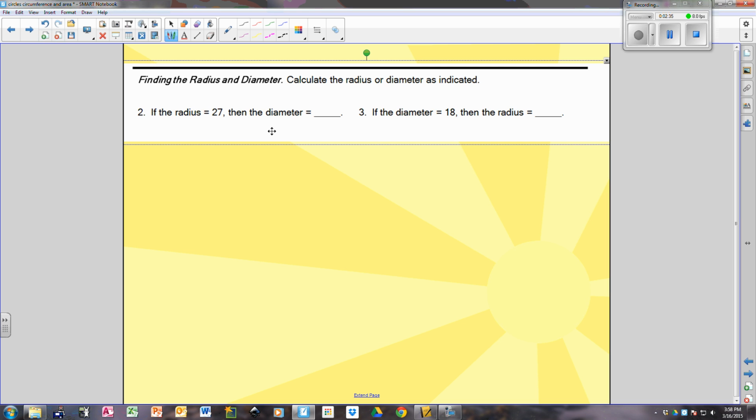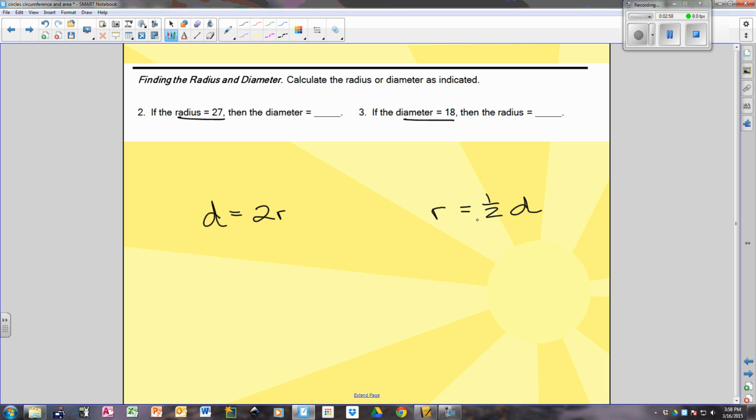Okay, so if we're going to find the radius and the diameter, given some information here, it says finding the radius and the diameter, calculate the radius. Okay, well, first of all, I know that the diameter is 2 times the radius, and I know that the radius is half the diameter. So depending on what they give you will depend on which one of these formulas you're going to use.